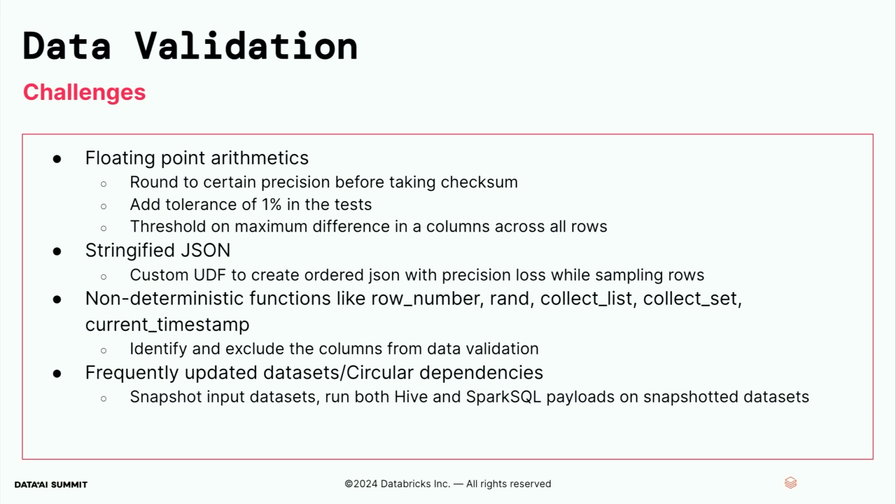And lastly, in case of frequently updated input data sets, we saw some race conditions because of which Hive and Spark output differed slightly, right? And this caused row count mismatch mostly. We saw this only for about 2% of the total workflows at Uber, and to solve this, we had to snapshot the input data sets for such workflows and run both Hive and SparkSQL on them and then compare the output. So this was slightly expensive in terms of compute as well as storage, but since this happened only for 2% of the workflows, we were able to do it.